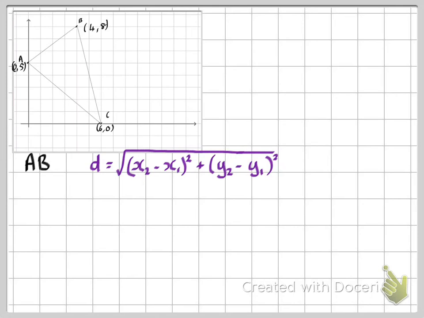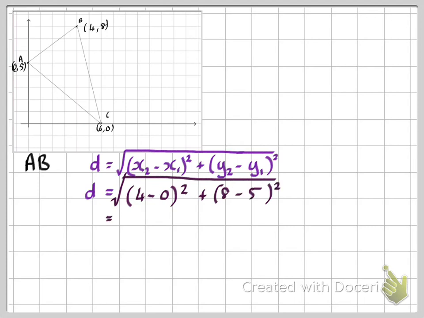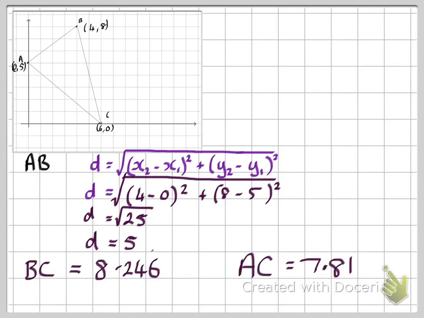So from A to B, we find that the distance is 5, putting in the points there. Then we look at B to C, A to C. They're all in units, they're not meters or centimeters, so there we've found the distances. Are any the same? No, so it's not isosceles or equilateral.